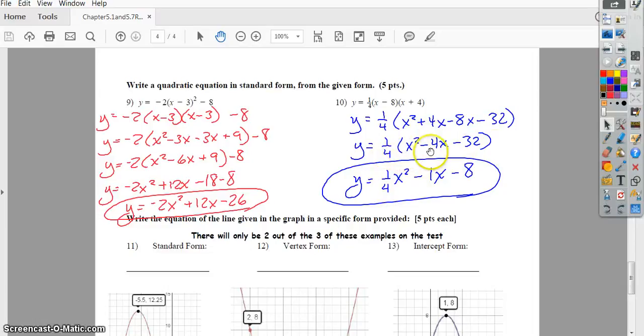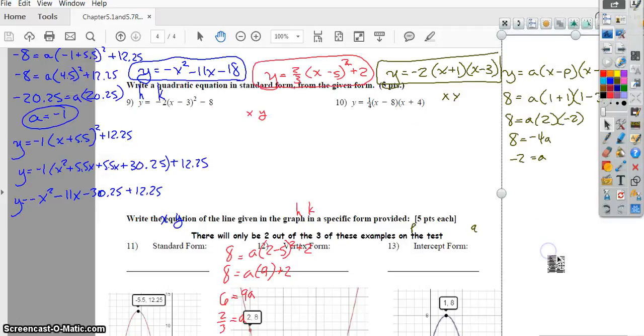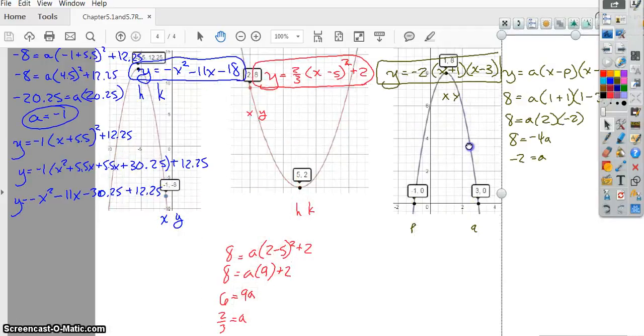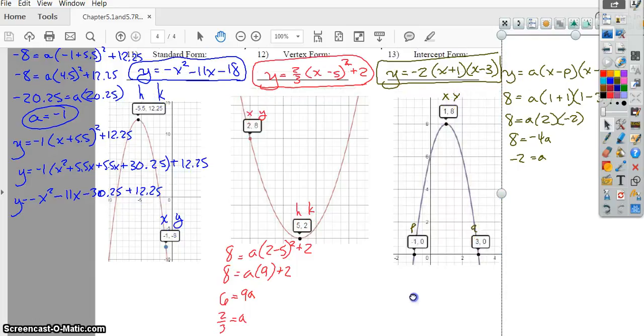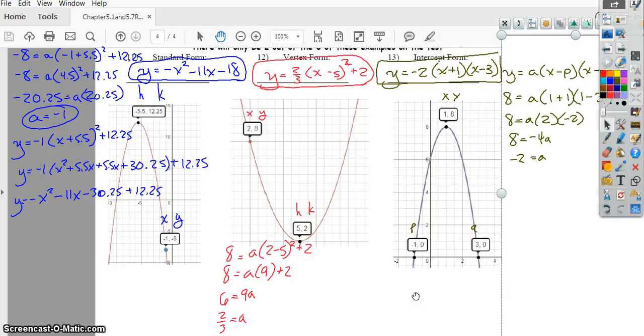So that becomes 1/4 x squared, minus x, minus 8. All right. So there's your standard form. And here's your last one.